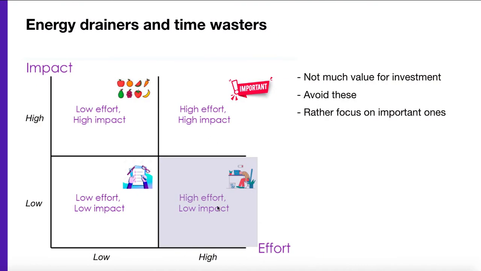The third quadrant is high effort and low impact. This is called energy drainers or time wasters, because imagine putting in so much effort and getting just very low impact. Okay, no one would ever want to do that. It's not going to give you much value based on the investment you put in. So at the max, you would want to try to avoid these and rather focus on the more important ones which I mentioned in the first two quadrants.